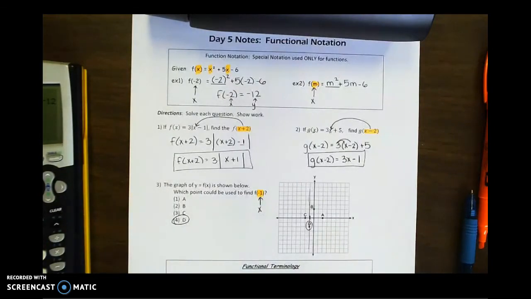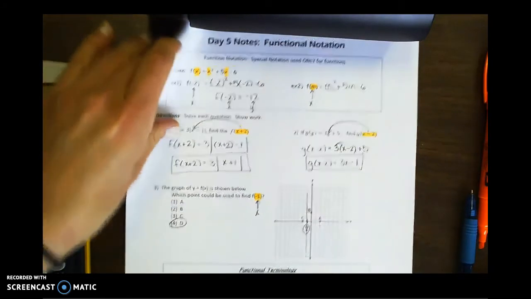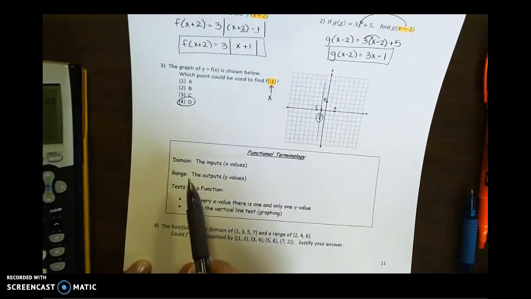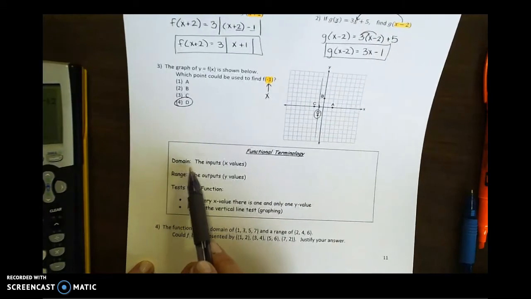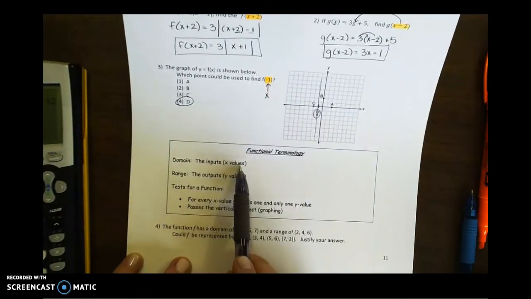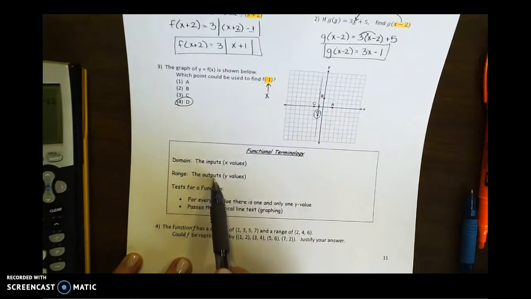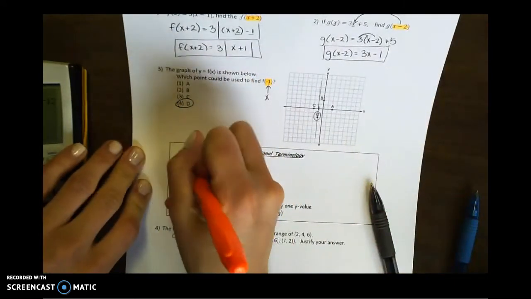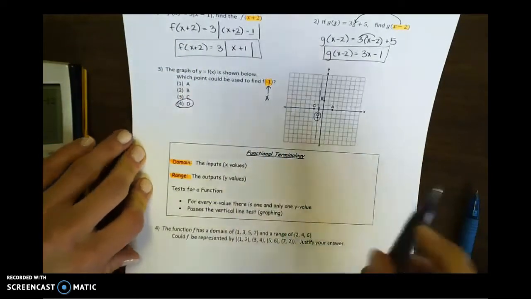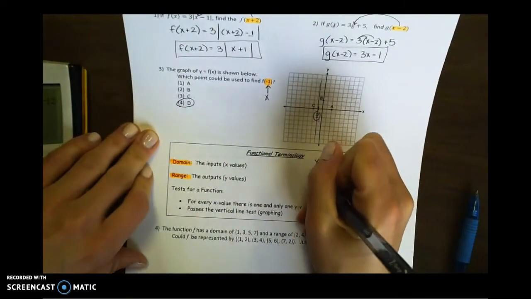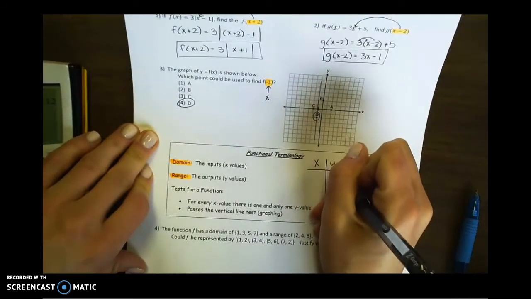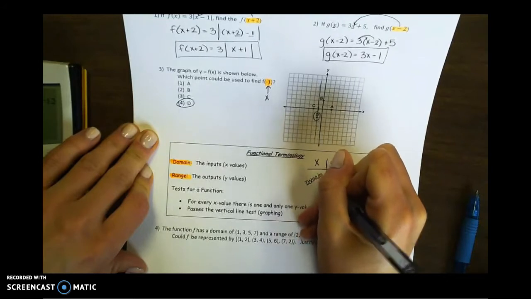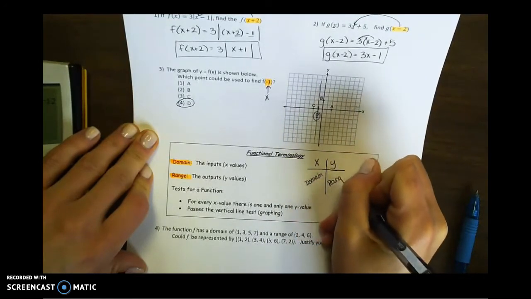So now let's take a look at our function terminology, our vocabulary now with functions. So function terminology, domain. Domain are the inputs or the x values. The range is the outputs or the y values. Okay, so those are important. So domain is your x's, range is your y's. Now we can also find your domain and your range on a table of values. Okay, so your domain is the number for the x's, and your range is the number that's in for the y values.